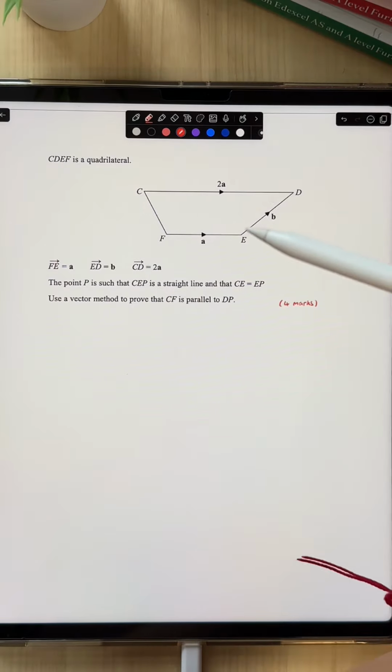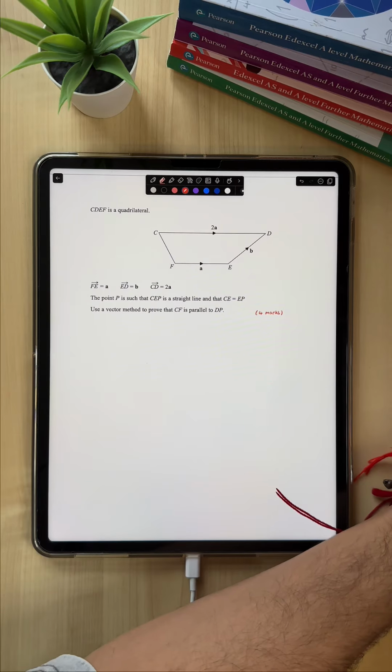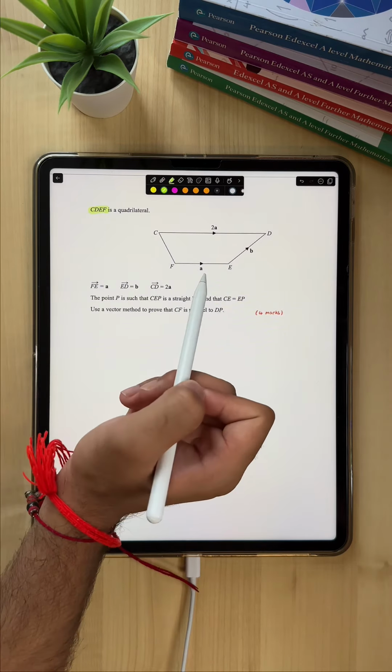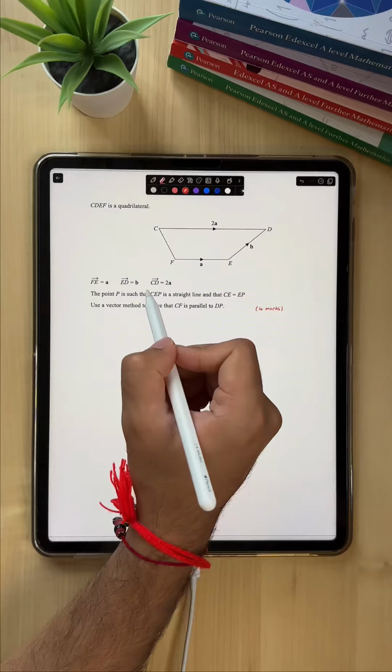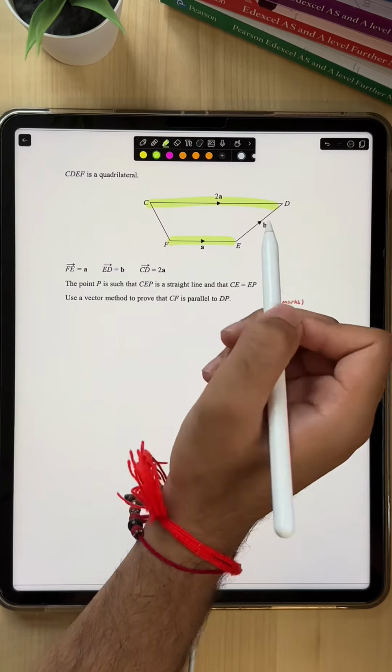Questions like these separate 8s from 9s, and I personally think they're pretty fun as well. CDEF is a quadrilateral, quite clearly, and they've notated it accordingly. FE is A, ED is B, and CD is 2A. So CD is double the size of FE.